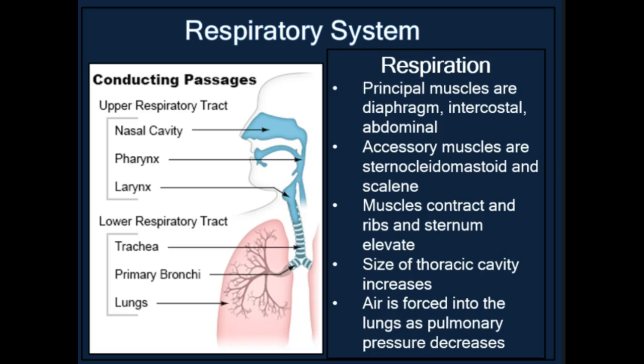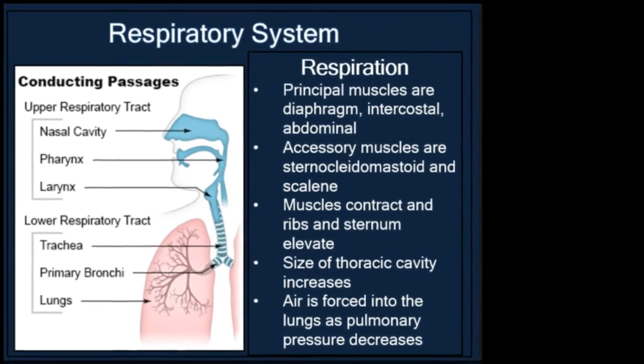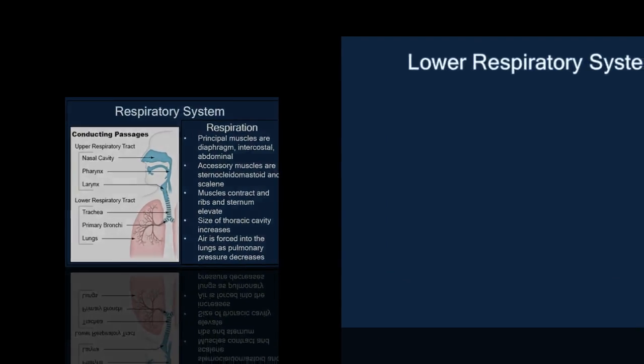The right and left phrenic nerves are spinal nerves which travel through the thoracic cavity and innervate the diaphragm. The protection of this nerve becomes very important during many cardiothoracic procedures in order to preserve normal respiratory function. The lower respiratory tract includes the trachea and the bronchial tree.